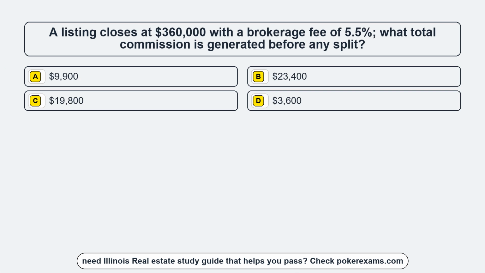Question 15. A listing closes at $360,000 with a brokerage fee of 5.5%. What total commission is generated before any split? Option A, $9,900. Option B, $23,400. Option C, $19,800. Option D, $3,600.